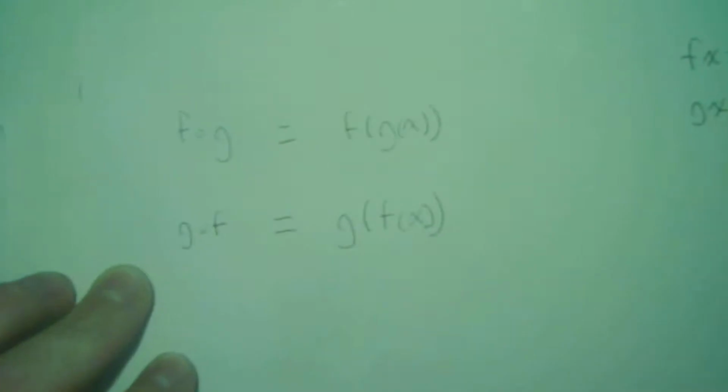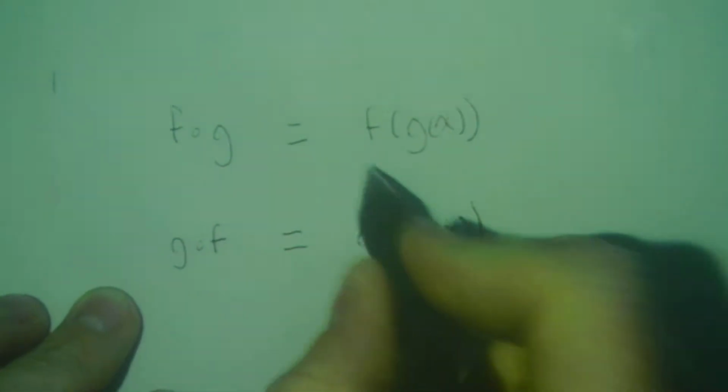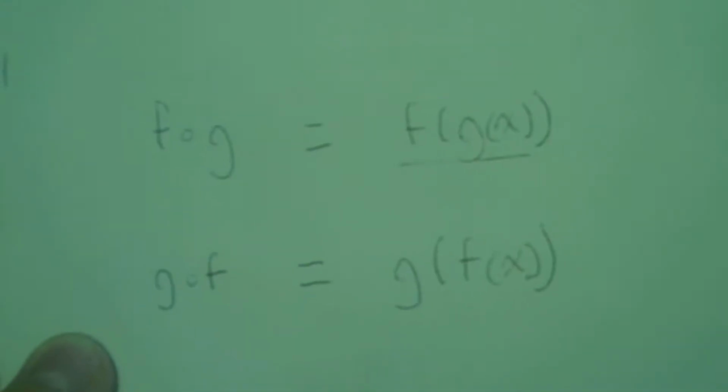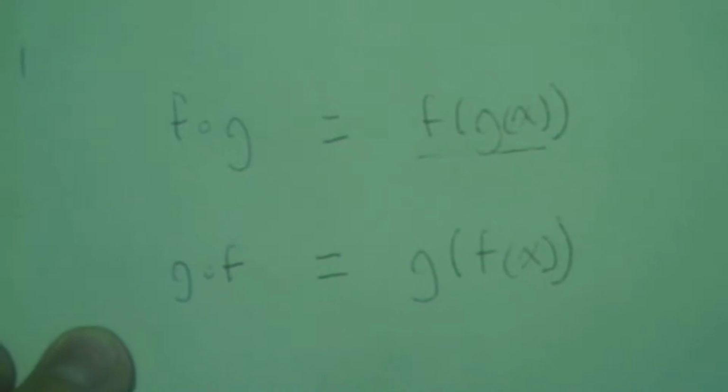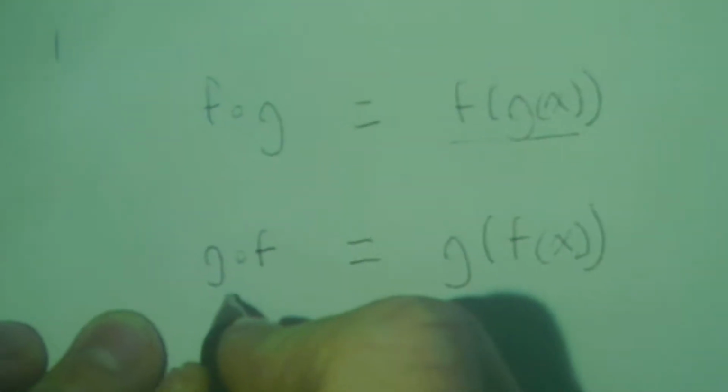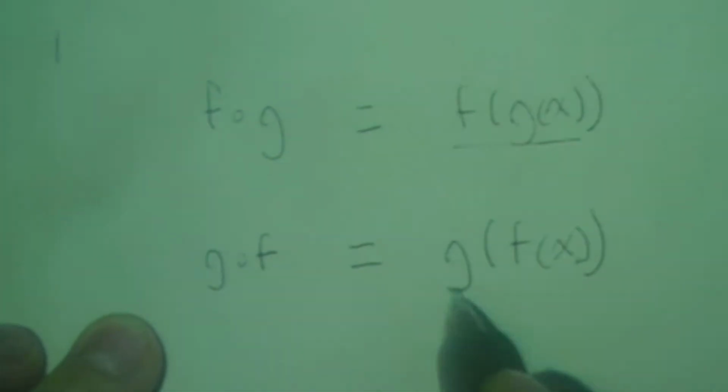That little circle there is not actually an O, it's a composite, which means F composite G, which written out in the form it's supposed to be is that right there. Everybody understand that? And the same thing for the golf: G composite F, and that's how it's written out.